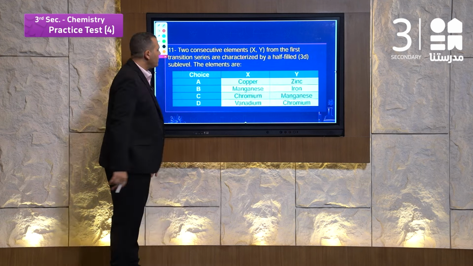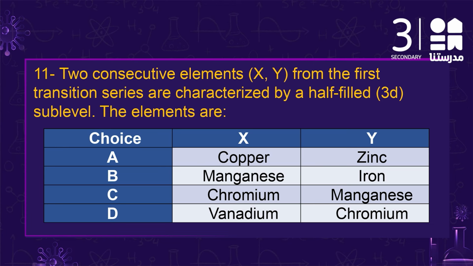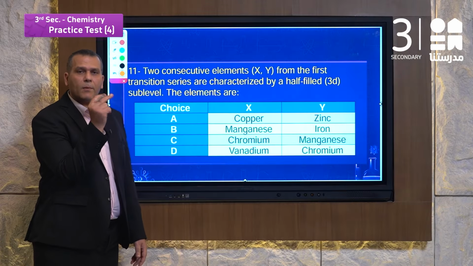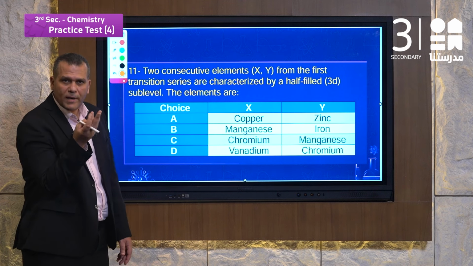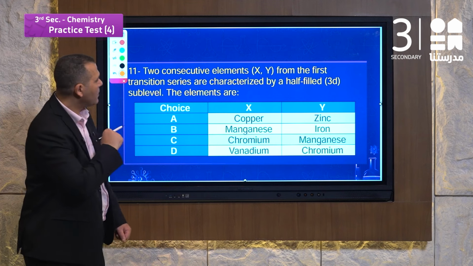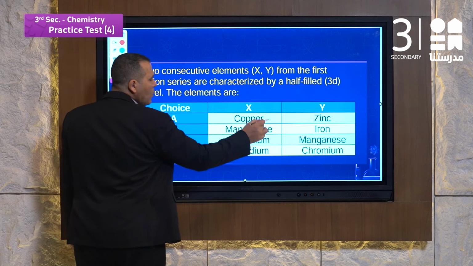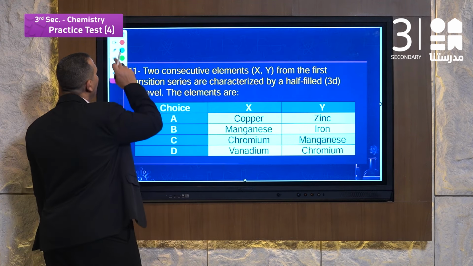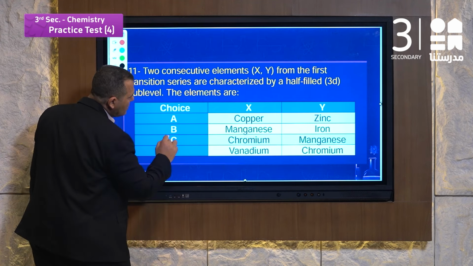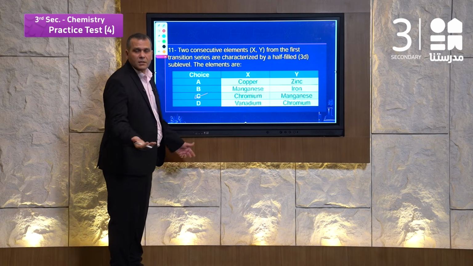The next question. 2 consecutive elements X and Y from the first transition series, 2 elements right after each other, are characterized by a half-filled 3d sublevel. The elements, as I just said, are 2 consecutive elements ending with 3d5: chromium, as it has an abnormal electronic configuration, and manganese. So elements X and Y are chromium and manganese. Correct answer C, chromium and manganese.